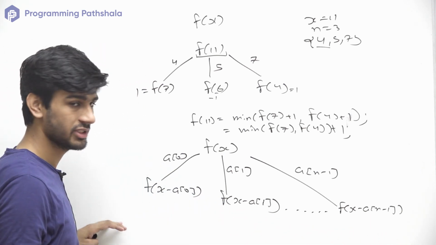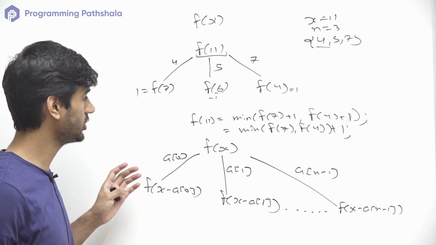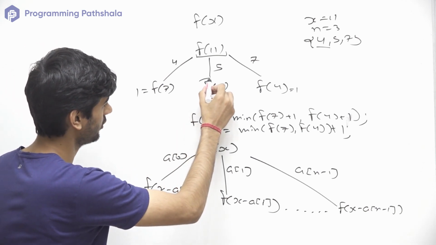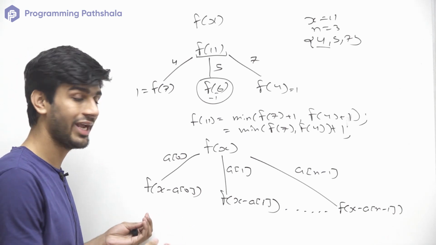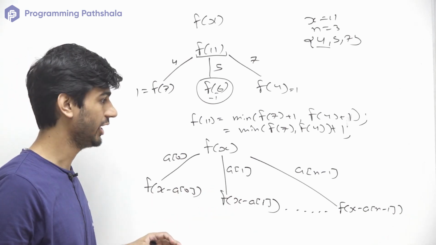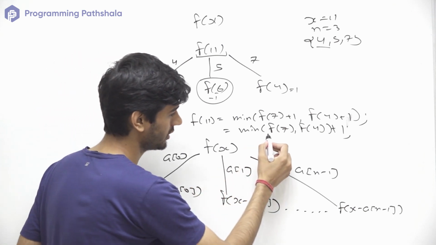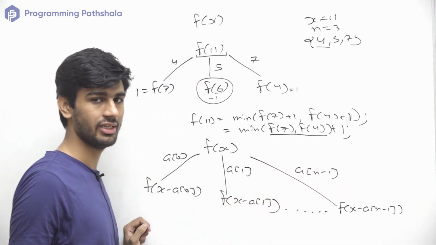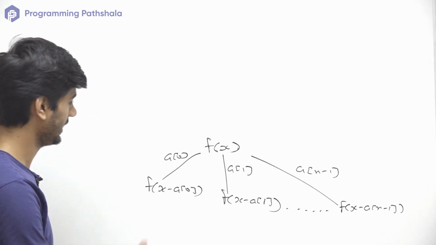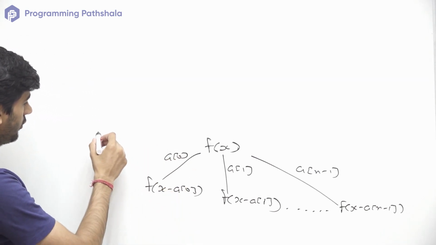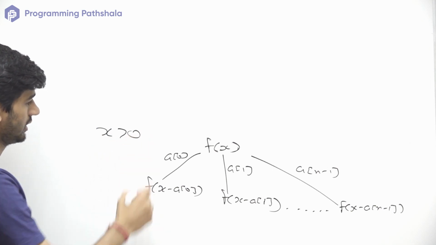Out of these n options, for a few of the options, it will be impossible to generate a sum, right? Just like f of 6. And if it is impossible to generate a sum, then we need to exclude that possibility. For the remaining possibilities, we need to find the minimum value, and then we can just add 1, okay?